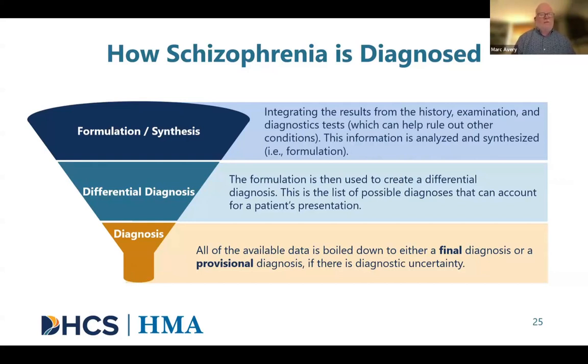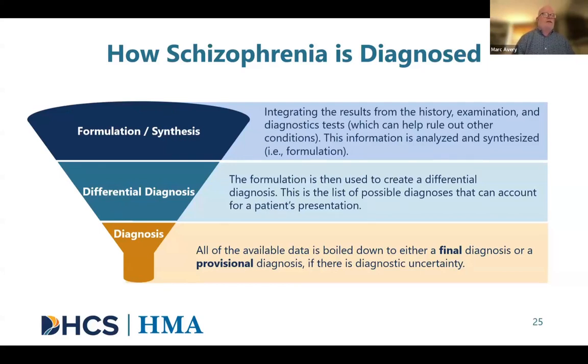All of this information is then put into the funnel, where it is analyzed and synthesized, a process known as formulation. So you put all that information together and start saying, how can all of these concepts, symptoms, and signs that we talked about and discovered earlier, how can all this stuff fit together? That's a process known as formulation.